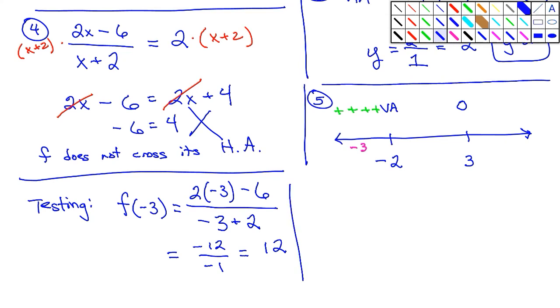Next, let's pick another number between negative 2 and 3. I will pick 0 because I've already computed that one. f of 0 is equal to negative 3. That's the y-intercept. And so now I know that at x equals 0, the y value is negative 3. But that means that every value of the function where x is between negative 2 and 3 is also negative, because there's no place for it to change over.